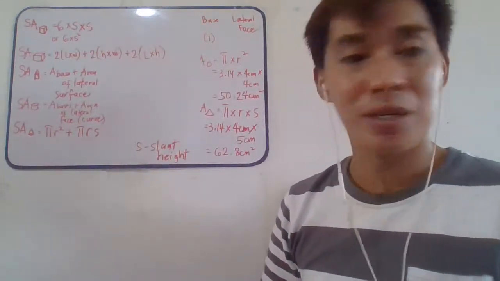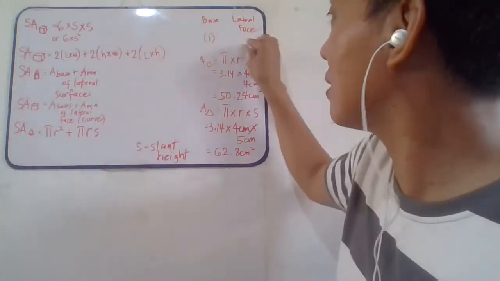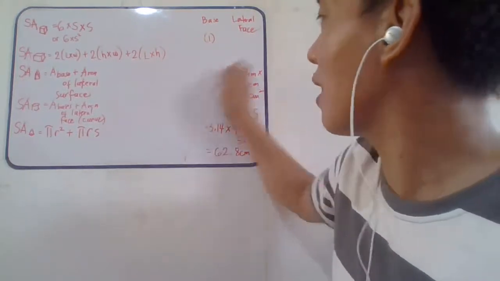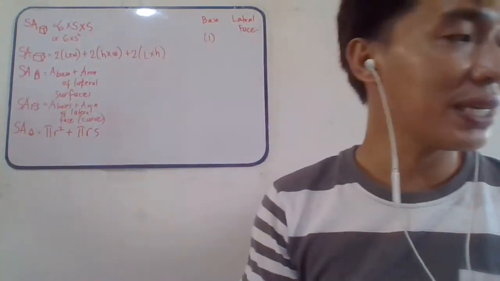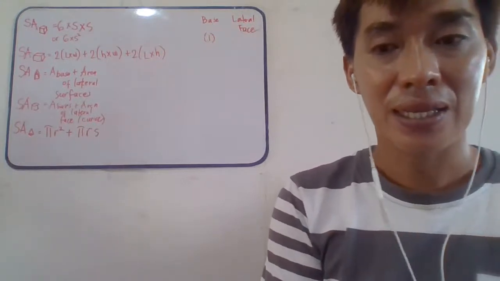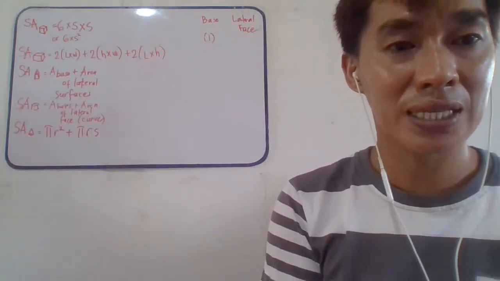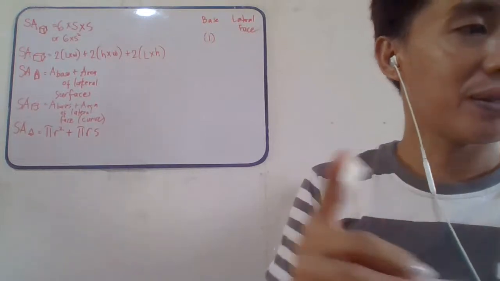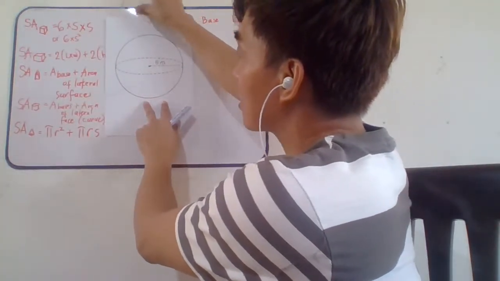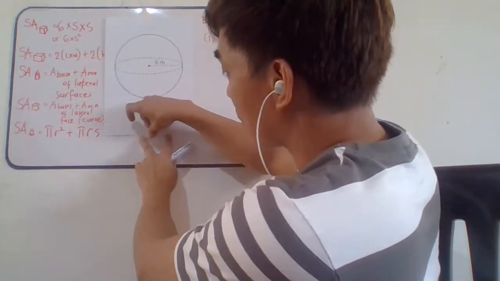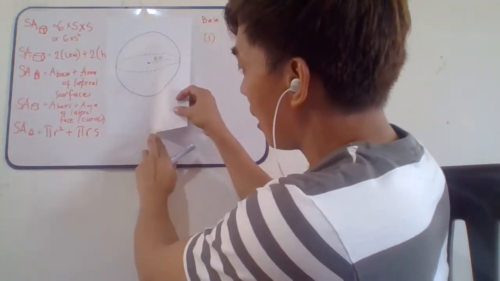The last figure that we will study this time is the surface area of the ball or the sphere. Okay? The surface area of the ball or the sphere. Here's the figure. How do we get the surface area of this ball or the sphere?